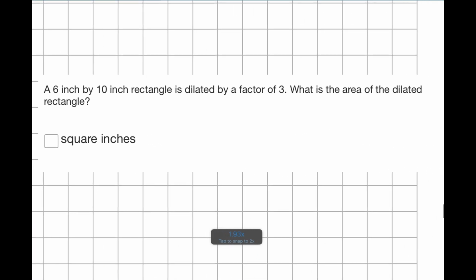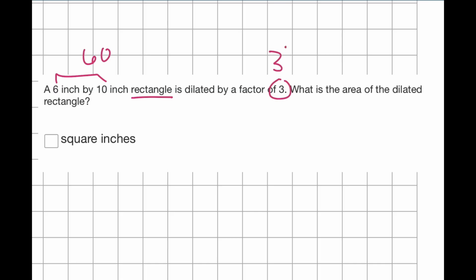Yesterday's cool down, this is it. It says a 6-inch by 10-inch rectangle is dilated by a factor of 3. What is the area of the dilated rectangle? Well, the original rectangle is 6 by 10, so that's 60 inches squared. We take our scale factor and do 3 squared, which is 9, and then we multiply 60 times 9, and we get 540.